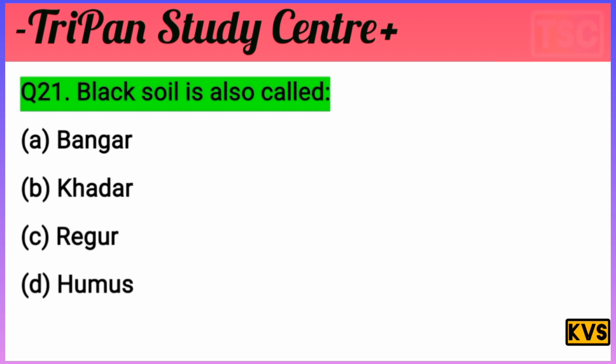Have a thought of your answer. Let's see what our answer for this question is. Black soil is not called Bangar, and Khadar also is not. The black soil is also called Regur. C option is the correct answer. It's question 21, and C is correct. Regur is the second name for black soil.